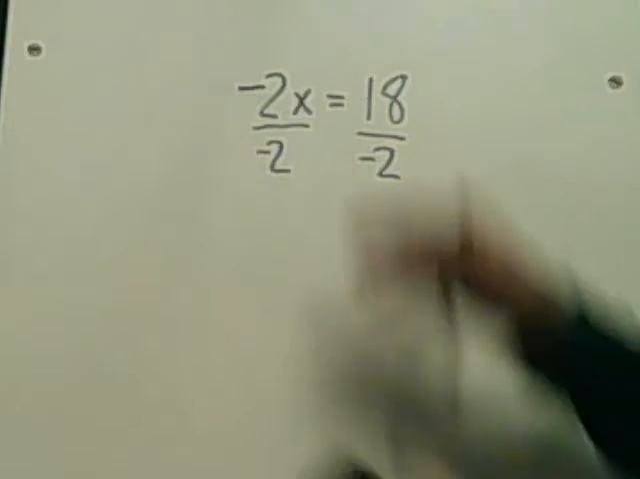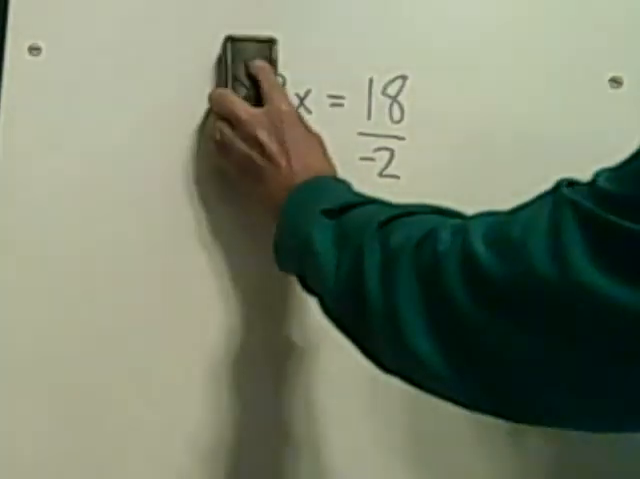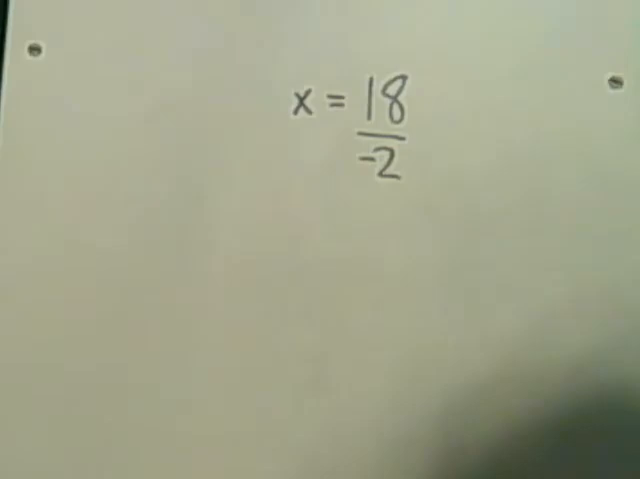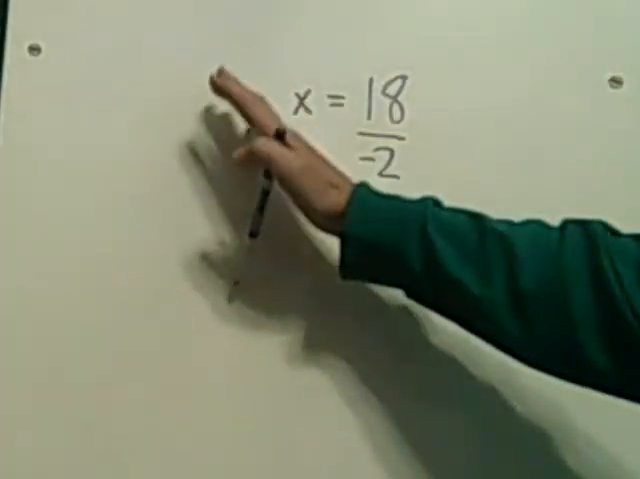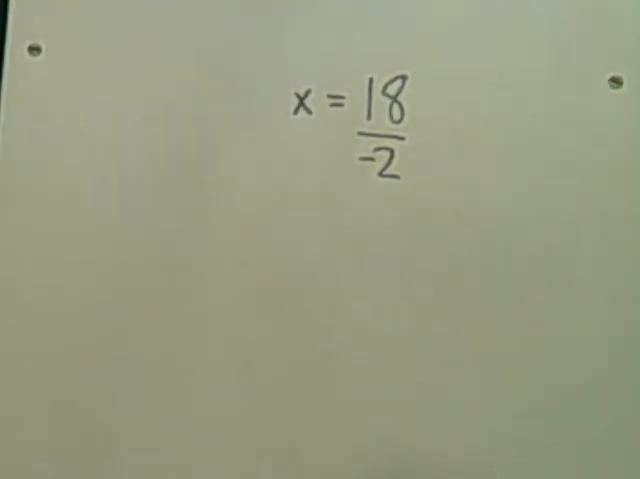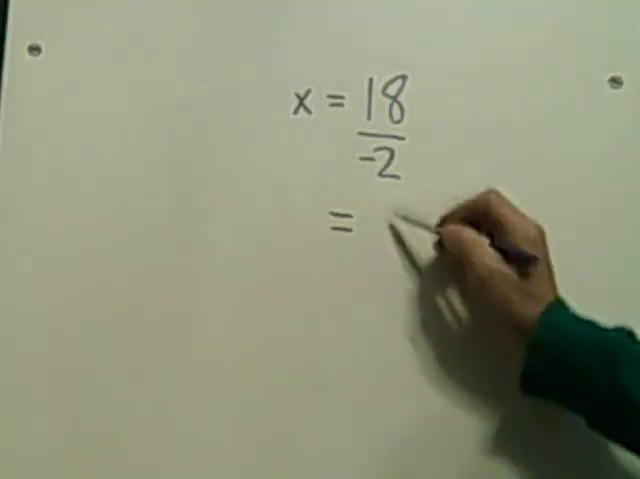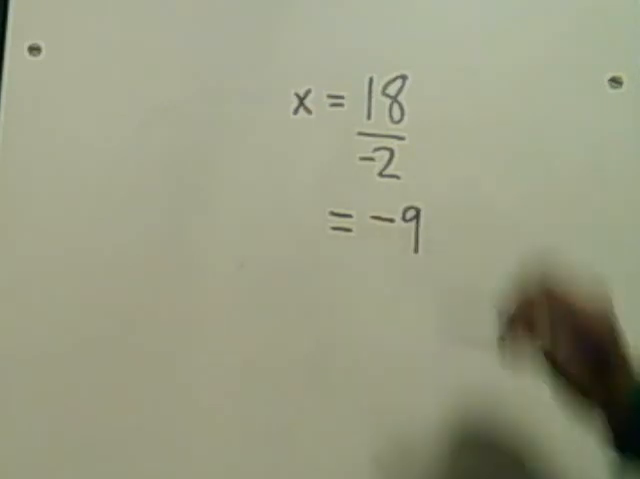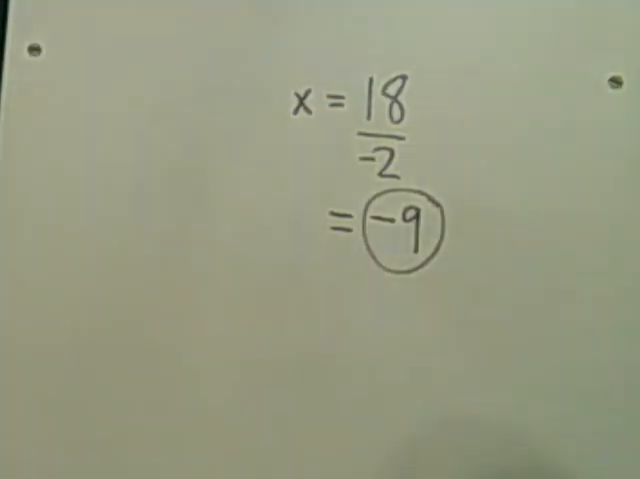So what I'll do is, instead of writing everything down, I'll use my eraser. This -2 over -2, that's equal to 1. Any number divided by itself is equal to 1. Now 18 divided by 2 is 9. And the negative on the bottom can just be moved up to the top. The answer is -9. Okay?